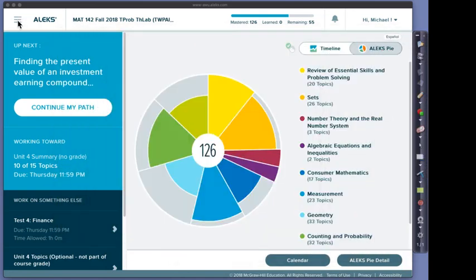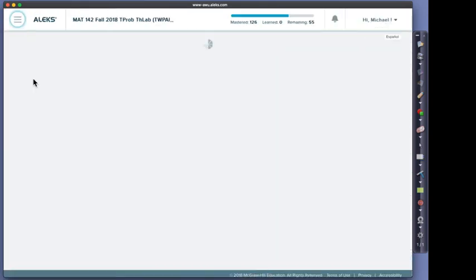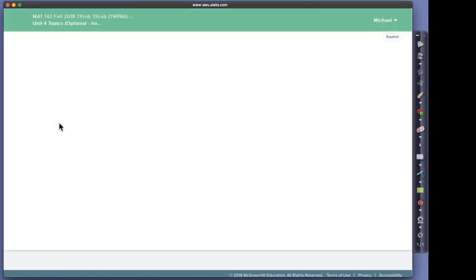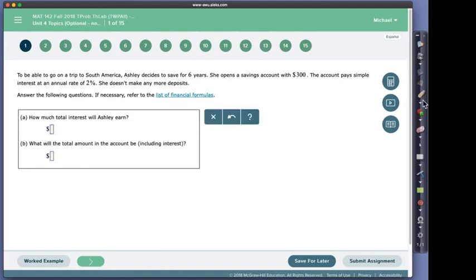To get the topics review, you go to the drop-down menu in ALEX, go to Assignments, and we're going to first work on the Unit 4 topics. It says optional, so it's a great one to get you ready for the test review. Get in here and we get the first question. Okay, so we read through this.